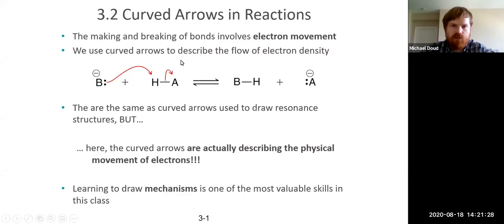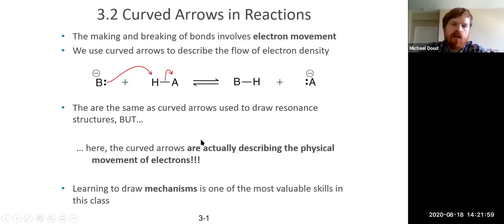And that brings us to one of the most important things we're going to talk about early in this semester, something that will lay the foundation for the remainder of your organic chemistry learning, which is how we use curved arrows to describe reactions. We're going to use the same curved arrows, very similar to what we did for resonance.